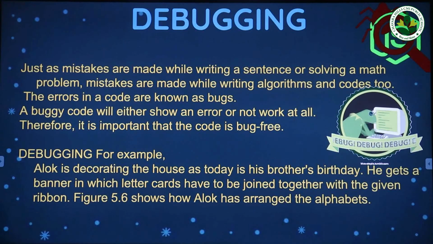A buggy code will either show an error or not work at all. Therefore, it is important that the code is bug free. So when there is a bug in a code or algorithm, sometimes the code will not work, or it shows that there is an error. So our code should be bug free. We must find the bugs and we should eliminate the bugs.